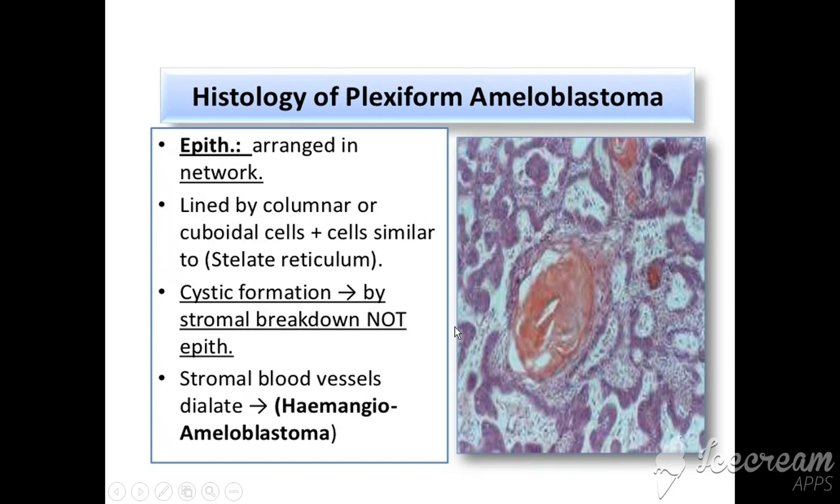This is the dilation of the blood vessels. When many vessels are dilated in this ameloblastoma, we call it hemangioameloblastoma, signifying the importance of the blood vessels, as it will be more invasive because of the more blood supply and more nutrition supply. So we can say that hemangioameloblastoma is the more invasive form of histology of plexiform ameloblastoma.